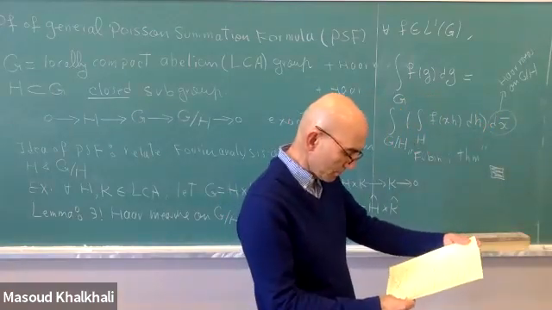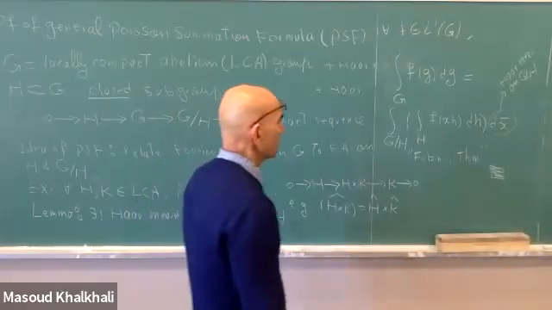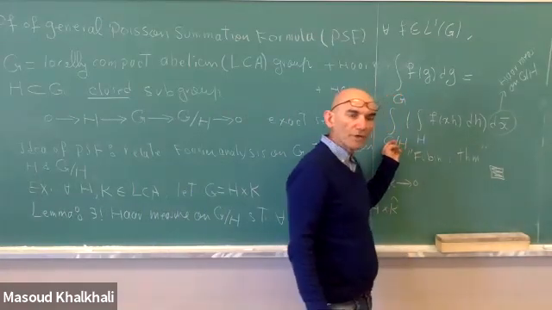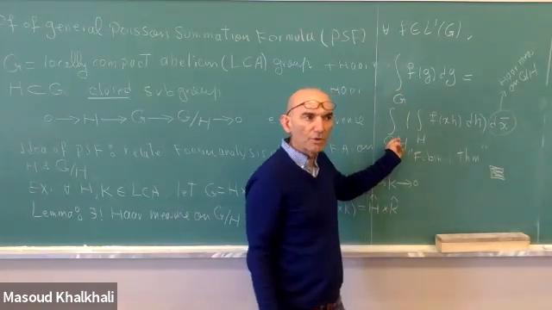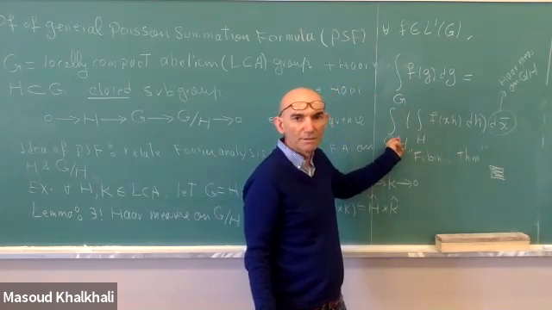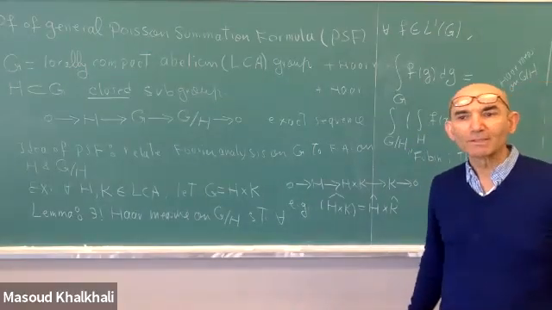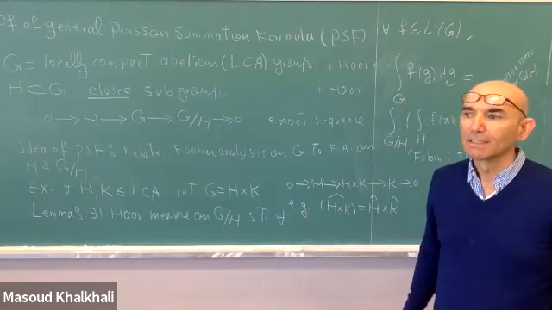A question: so the choice of x within the coset doesn't matter? It doesn't matter, right? Because we are integrating at the end over G over H. So it doesn't matter. Yeah. So does the choice of x have to be continuous with respect to H, right? No, because we are talking about measure theory, so continuity is not relevant.